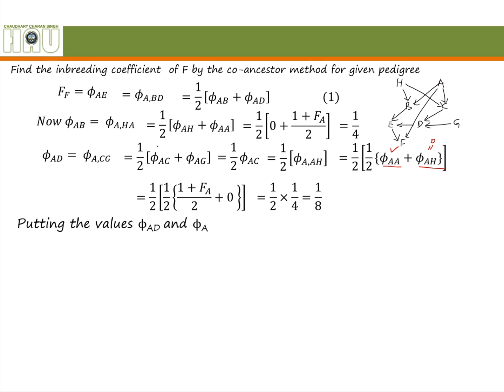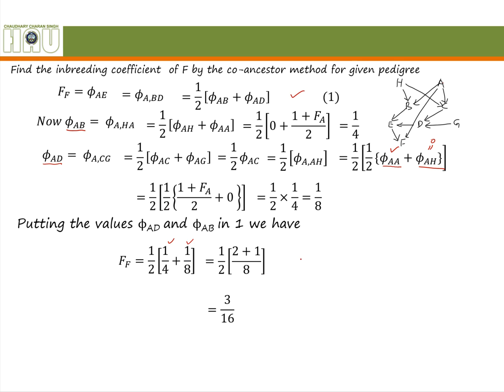Now I have the values of phi AB and phi AD. So substitute these values in equation 1. What will we get? F of F is half of phi AB, which is 1 by 4, plus phi AD, which is 1 by 8. So on simplification, I'll get 3 by 64.